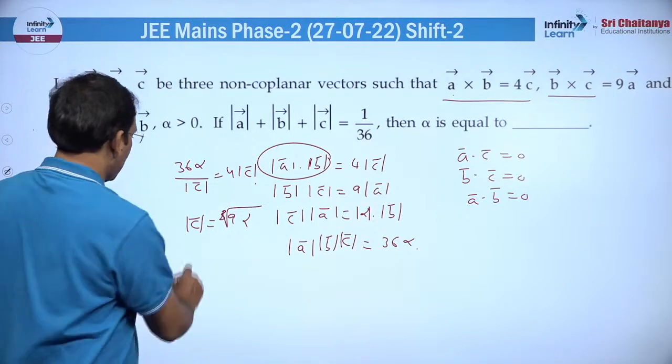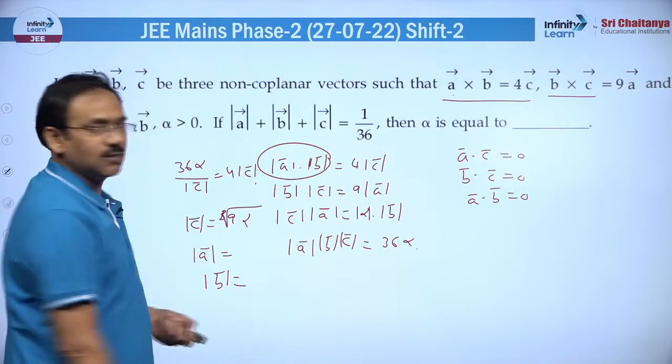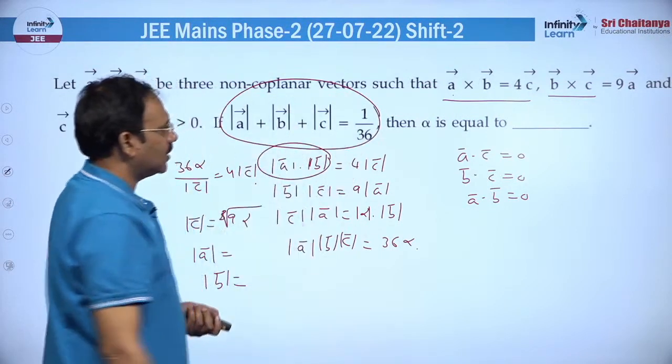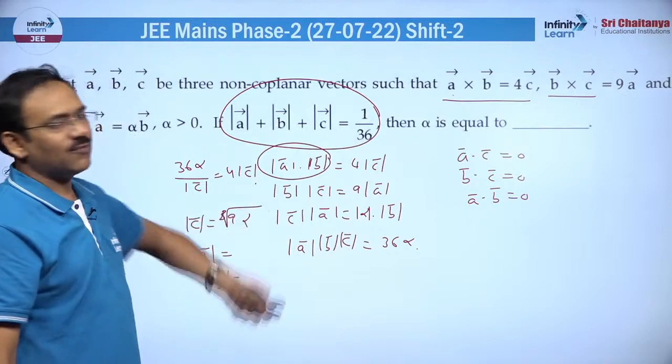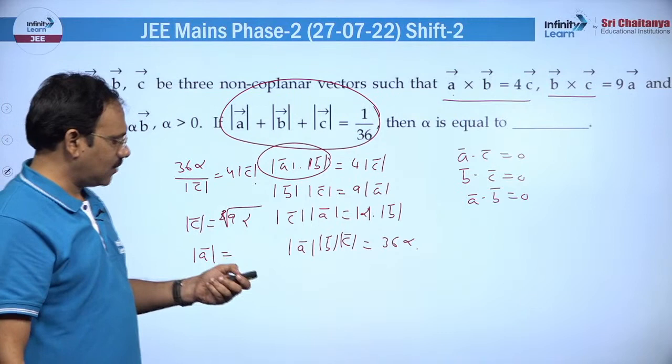In the same way, magnitude of a, magnitude of b also you can write in terms of alpha. He has further given data that this is going to be 36. You just apply here, from which you will get the value of alpha. So that is the thing, my dear friends.